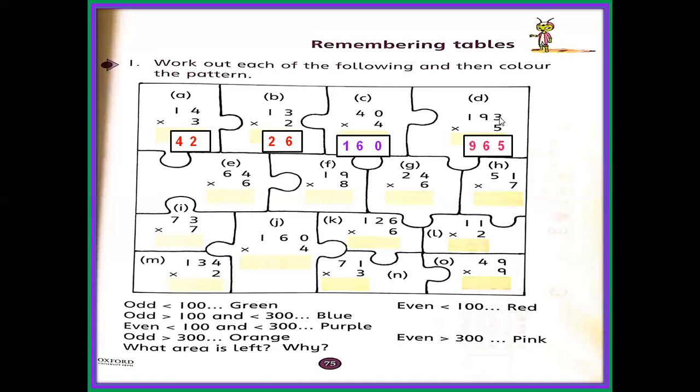Read the table of 3. 3 ones are 3, 3 twos are 6, 3 threes are 9, 3 fours are 12, 3 fives are 15. 1 will go to add into the next. 5 nines. Read the table of 9. 9 ones are 9, 9 twos are 18, 9 threes are 27, 9 fours are 36, and 9 fives are 45. And plus 1, 46. And 4 will go to add into hundreds. 5 ones are 5 plus 4, 9. Okay. So what is the answer? 965. You write this one a little above.